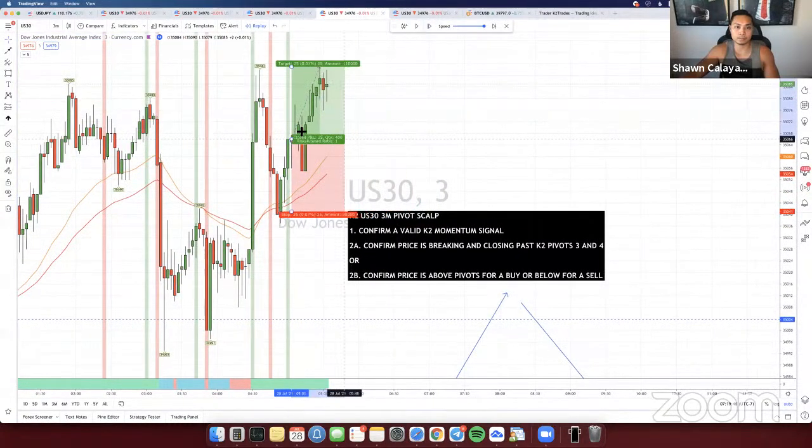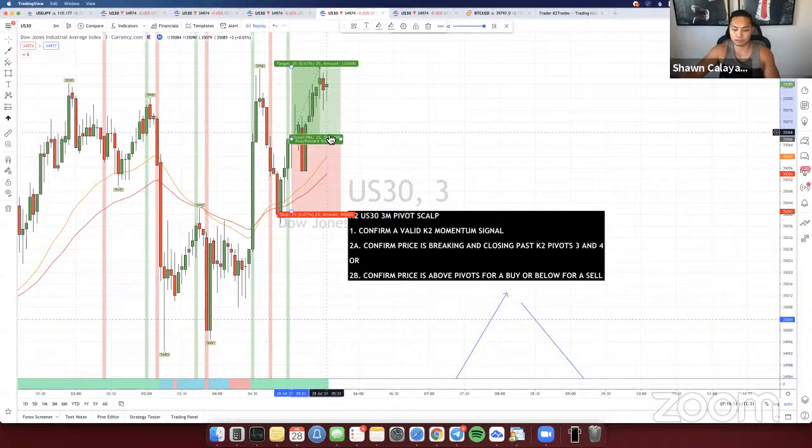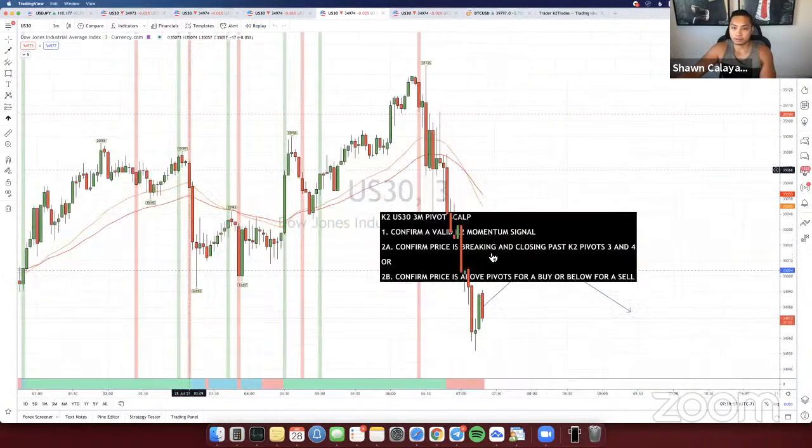So that's the difference between 2A and 2B. 2A is when it breaks and closes past the pivots. 2B is when it's already above it for a buy. And hopefully that answers your question. All right, so that's it for that right there.